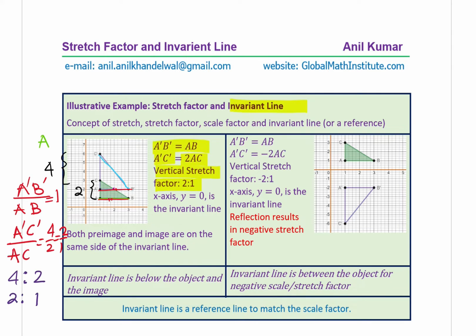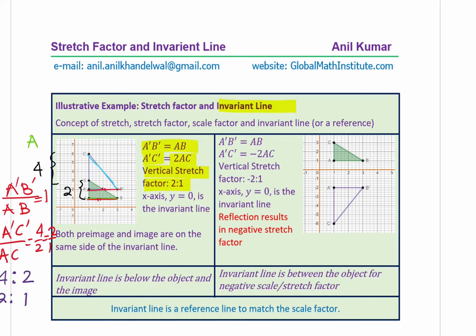Now in this diagram, you can see that if I move one step down from the horizontal line of the original, then you have to go 2 steps down from the image, right? So in that case, we come to the same line. One step down gets you to the x-axis from the original green triangle, and 2 steps down gets you to the x-axis once again, right? That means the x-axis could be a reference. So the x-axis could be a reference.